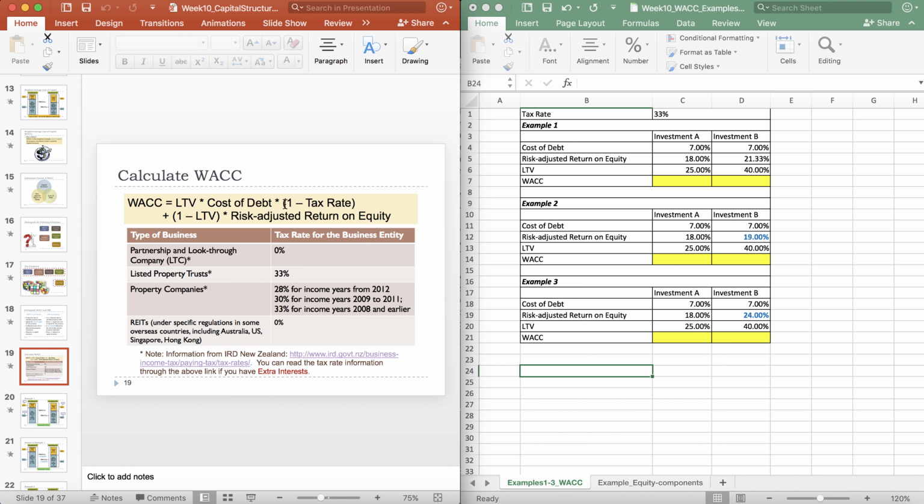For cost of equity, the determinant of its weighting is 1 minus loan-to-value ratio. That's the proportion of equity contribution towards this investment.